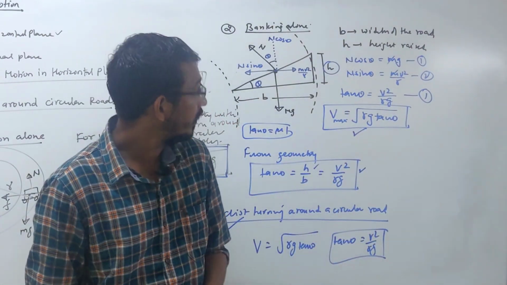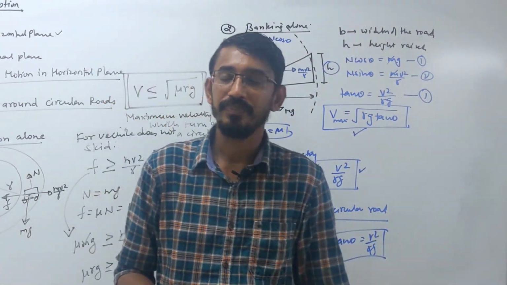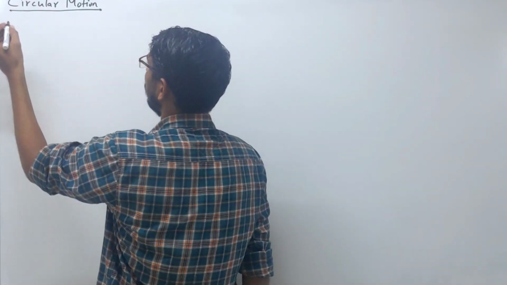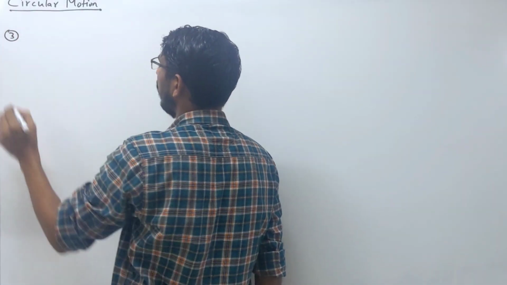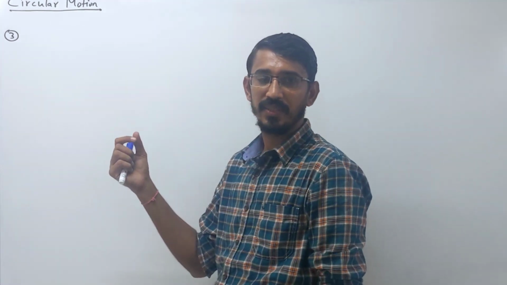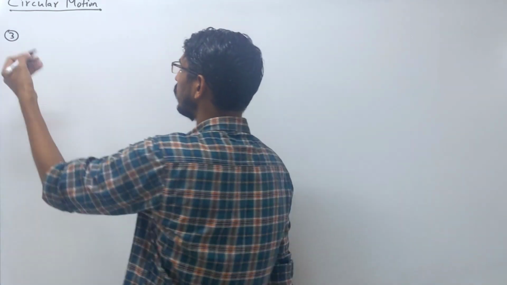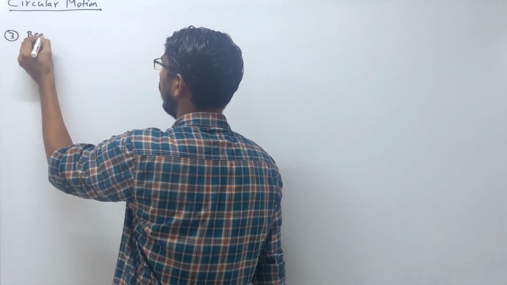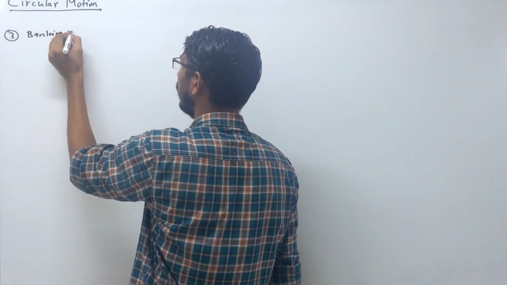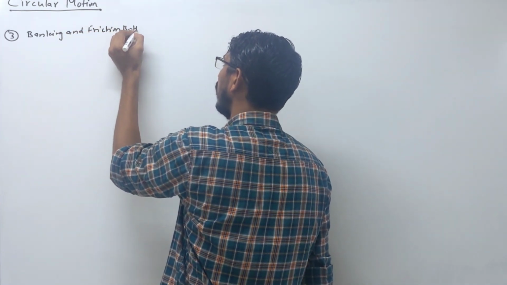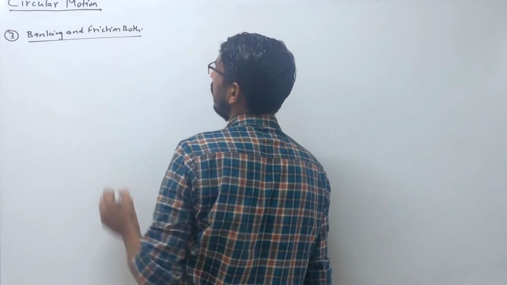Okay. Now we'll talk about both points together. Banking also there and friction also there. We are talking about the third case, and generally nowadays we use these things. Means the road will have banking also and friction also. So we're talking about both things, banking and friction both. So the road will have banking and friction both.